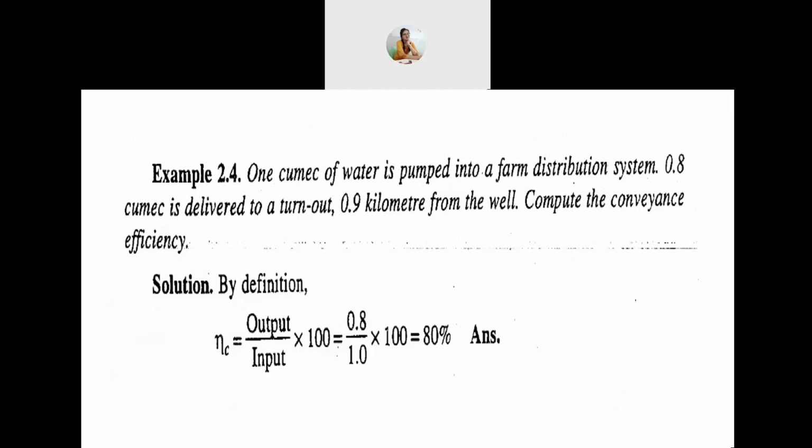So the next numerical: 1 cubic meter of water is pumped into a farm distribution system. 0.8 cubic meter is delivered to a turnout 0.9 kilometer from the well. You have to compute the conveyance efficiency. As per the definition of conveyance efficiency, this is equal to output by input into 100. The output was given as 0.8 and the input was given as 1.0, multiplied by 100, is equal to 80%. The input is 1.0 because of 1 cubic meter of water.